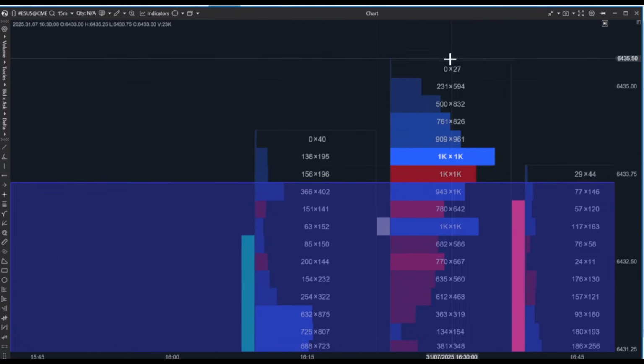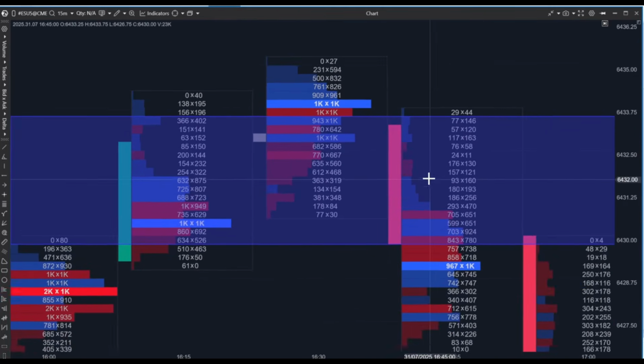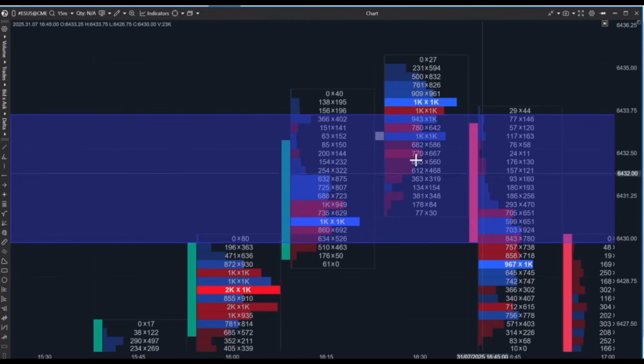In fact, when we read some of the numbers: 0 for 27, 231 for 494, 500 for 800, 761 for 826, etc., we're seeing a lot of blue delta. When you see a lot of blue delta and then the market fails to break above the level, because we haven't broken above the level, notice how we have a wick and we have a wick. So this is how you use candles the right way.